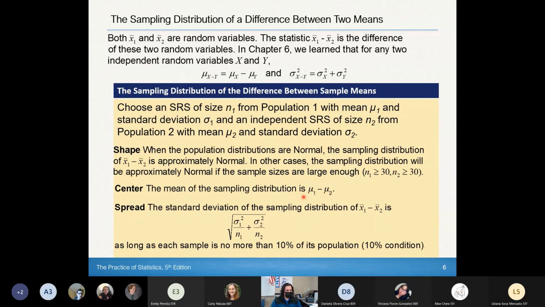The mean of the sampling distribution is mu sub 1 minus mu sub 2, and the spread, the standard deviation of the sampling distribution of the difference in the sample means, is the square root of the variance of population 1 divided by n1 plus the variance of population 2 divided by n2, as long as each sample is no more than 10% of its population. I'm sorry, that's the variance of population 1 and variance of population 2, not the sample. I apologize. All right, so when they ask you to describe the sampling distribution of the difference between two sample means, they want the shape, center, and spread in this way.